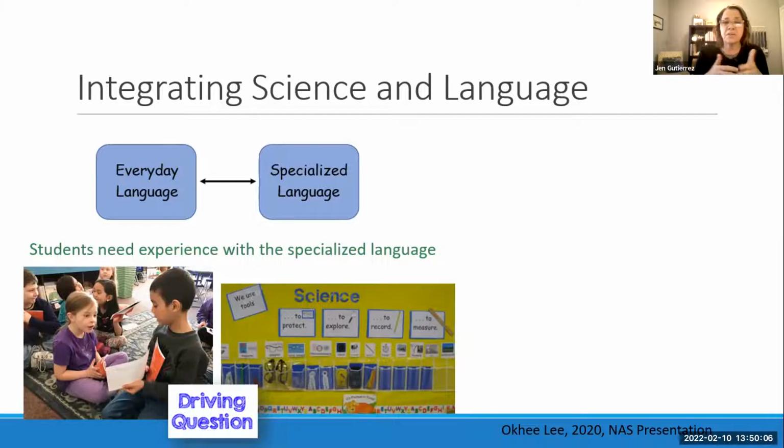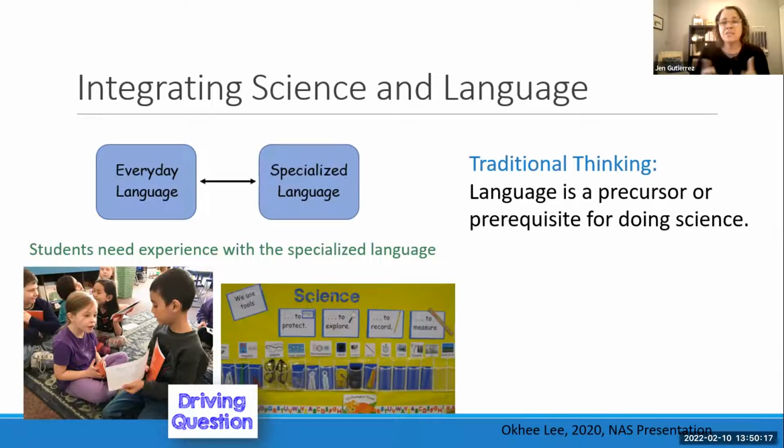This particular word wall is helping the kids understand, what do these tools of science mean? What do they look like? And what would I use them for? And so there's lots of opportunities for them to engage. And I love that they can even take it out of the pocket. So this is that traditional thinking.